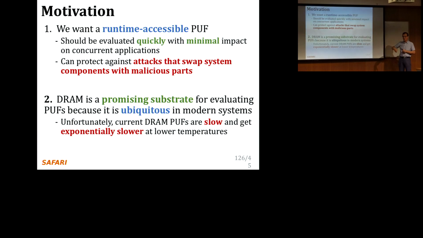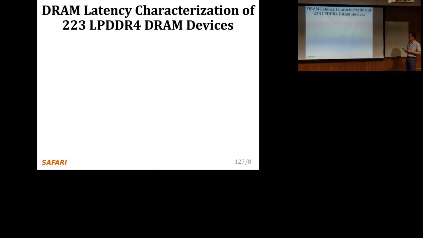What people have found is that DRAM retention times, if you change the refresh interval, lead to a unique signature for the device. Unfortunately, retention time is something that leads to errors if you increase the refresh interval for a very long time, right? As a result, existing DRAM PUFs are actually slow, and they get exponentially slower at lower temperatures. I'm going to show you some data based on this, because we can also change the refresh rate in our device, so we compare to that sort of PUF. Latencies are much better for generating the PUFs.